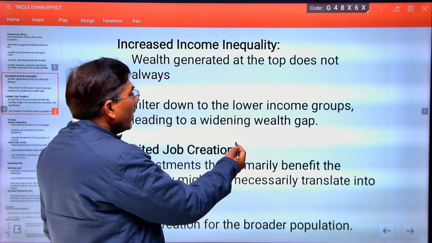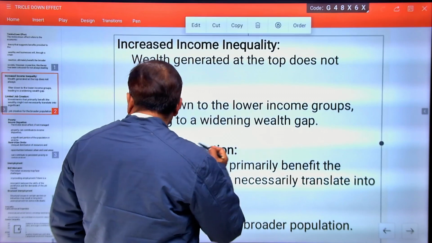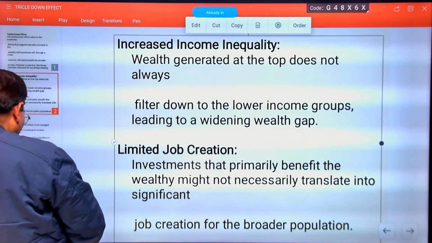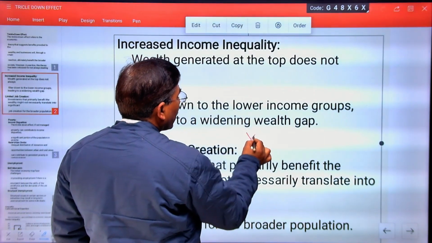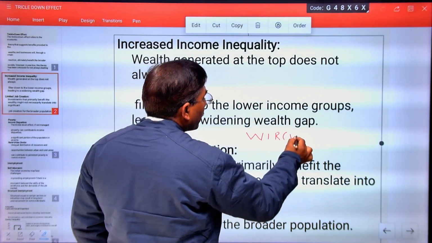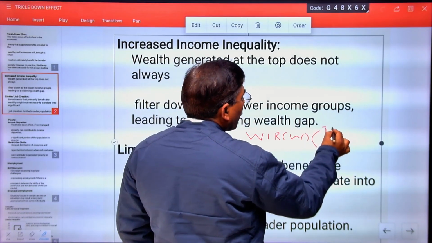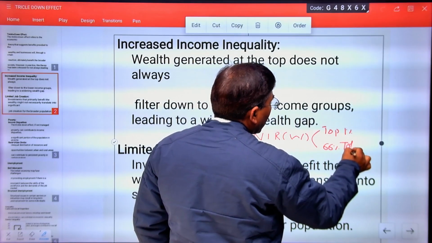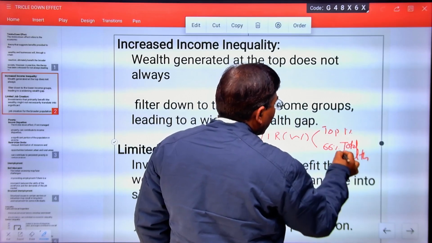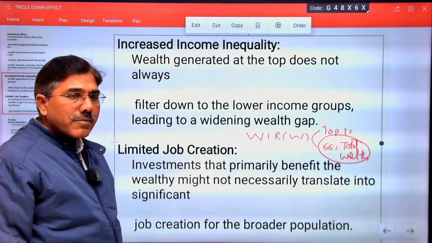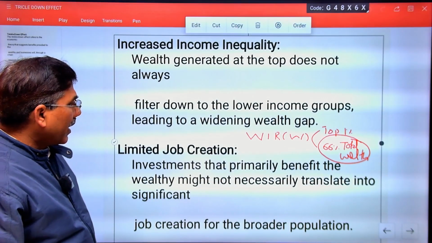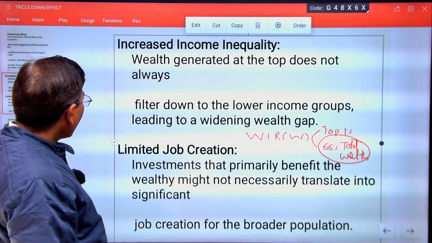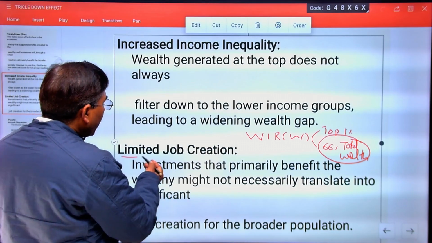As you can see in the latest World Inequality Report, the World Inequality Report also explains that the top 1% of people in India maintain 60% of total wealth. You can see this is the real data given by the World Inequality Report. What does it mean? The gap between the very rich and the very poor of the society in the economy is increasing. Similarly, you can also understand limited job creation.